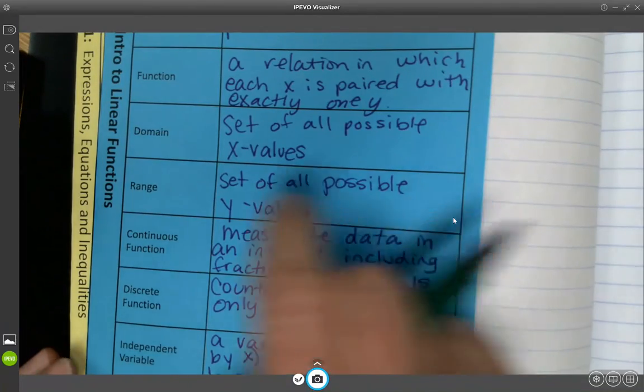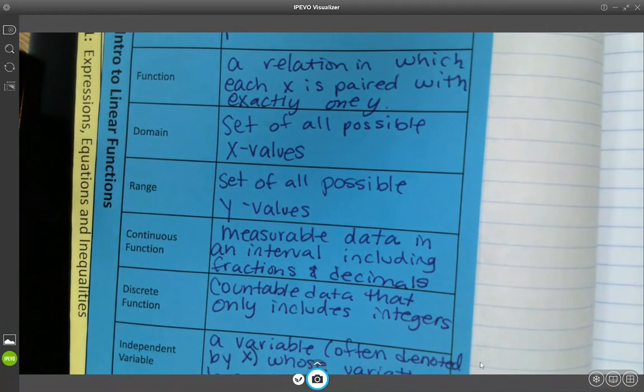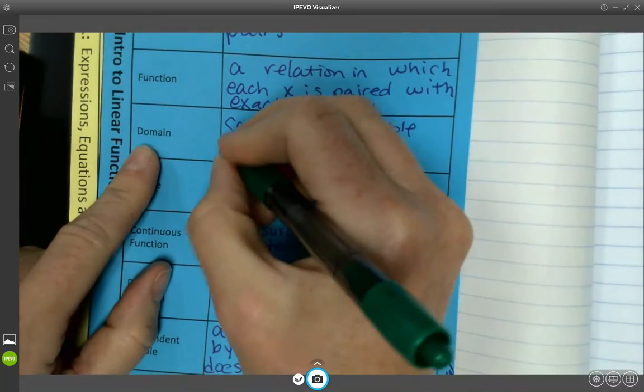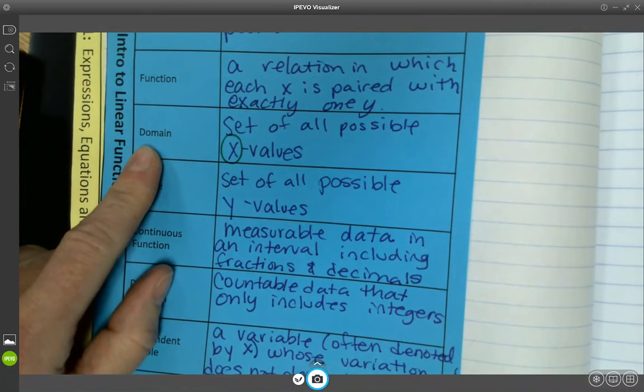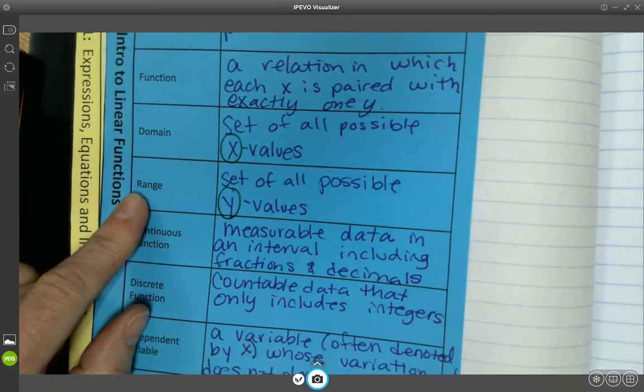Today we are talking about domain, range, and discrete values or discrete functions. So domain is a set of all possible x values, and range is a set of all possible y values.